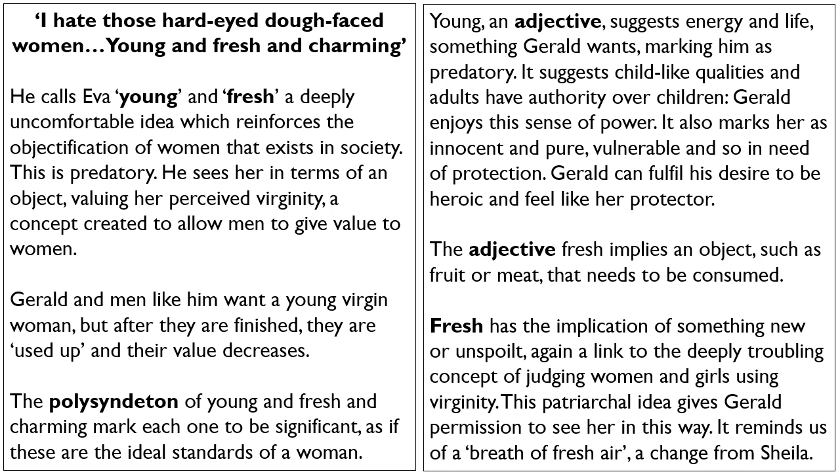When he says young and fresh and charming, he's talking exclusively about Eva, so we can just talk about her now. He calls her young and fresh. Now, these are really uncomfortable ideas because they reinforce the objectification of women, something that existed in society then and sadly now, and particularly amongst men like Gerald. It's predatory behaviour. He sees her only in terms of an object, a young, fresh object.